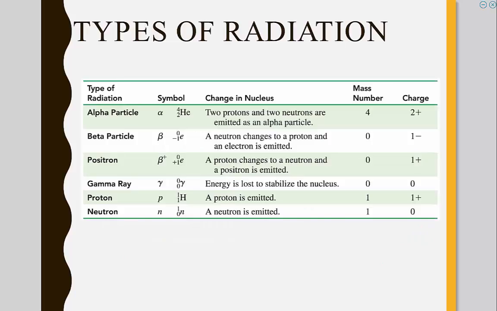So here's the summary of the 4 different types. Plus, we have a few more. We have the proton and the neutron added in there as different particles in the nucleus. These get smaller as you go down, which actually does have an impact. The smaller it is, the harder it is to stop that radiation.